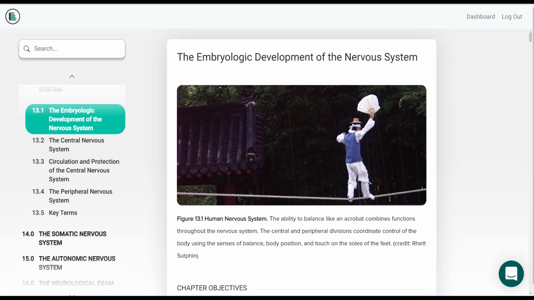In today's discussion, we're going to be looking at Blossom 13.1 and 13.2. We'll spend just a moment looking at the embryological development of the nervous system. It's always important to be somewhat mindful of how these systems and tissues are formed. And then we'll spend most of our time looking at 13.2 on the central nervous system, where I will introduce to you the brain and the spinal cord.